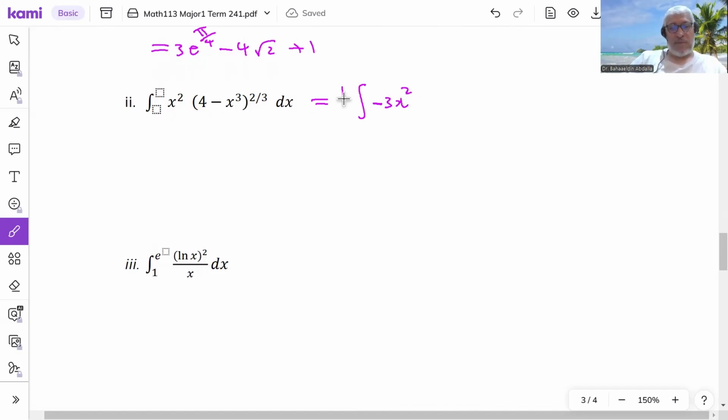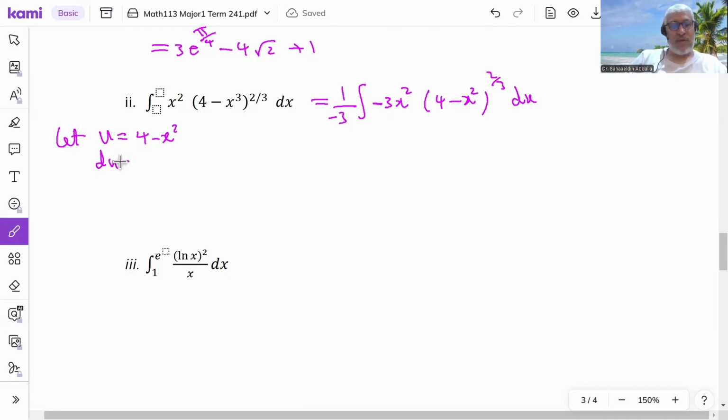And it is not up to me. I have to divide also by negative 3. So I didn't do anything now, multiplying and dividing by negative 3. So this is 1. Does not change the integral. Times 4 minus x cubed to the power 2 over 3 dx. And now the integral is ready to take u equal to 4 minus x cubed, what is inside parentheses.